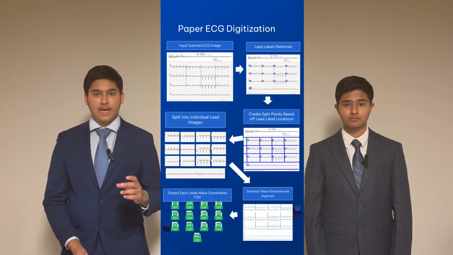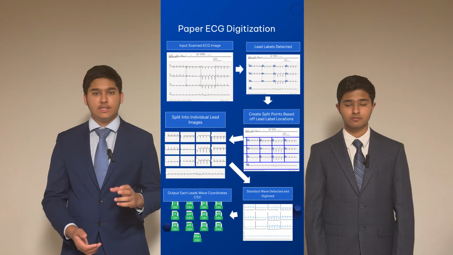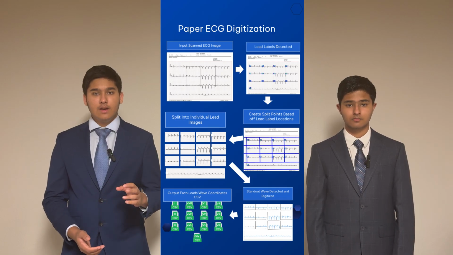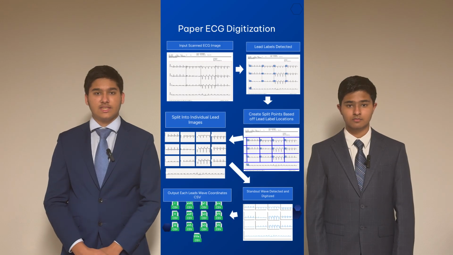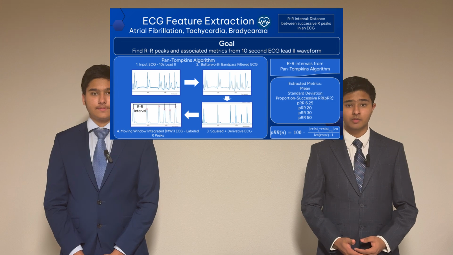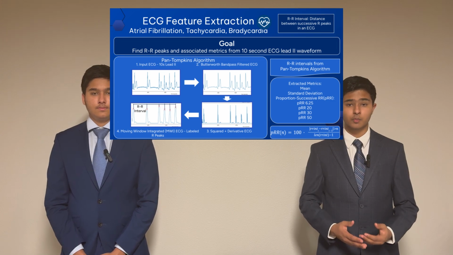For the digitization algorithm, we conveniently extract the text markers at the start of each ECG lead to split the ECG into each of its leads. Then we scan through the ECG lead to detect the standout black wave, and those coordinates are saved to CSV, effectively digitizing the ECG. This data is run through the Pan-Tompkins algorithm to extract the RR interval peaks.